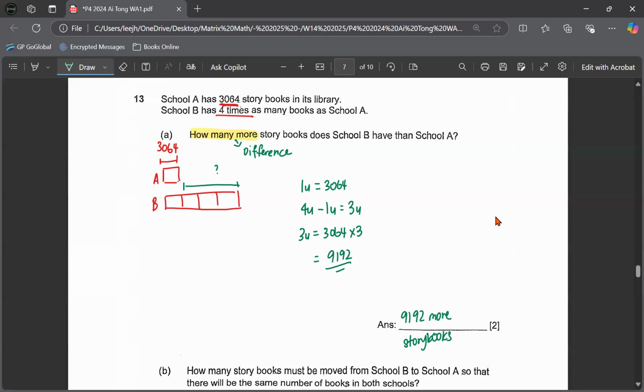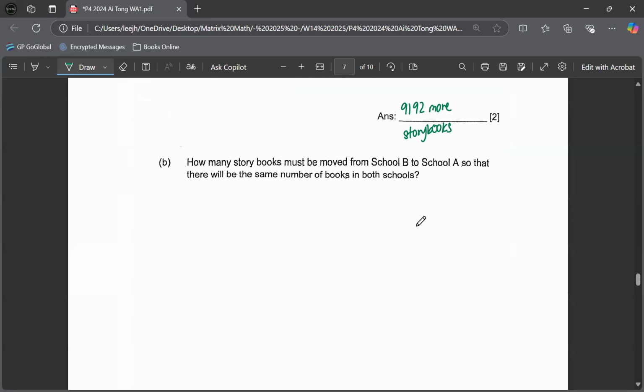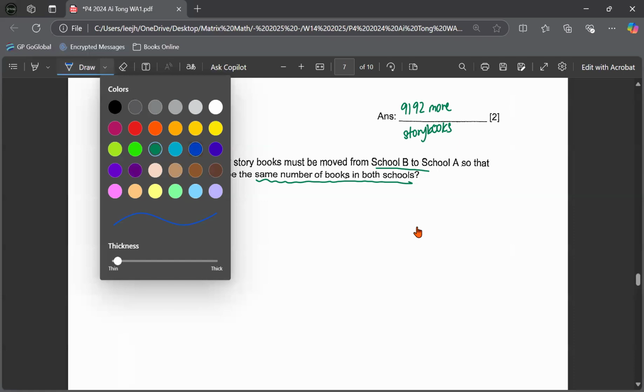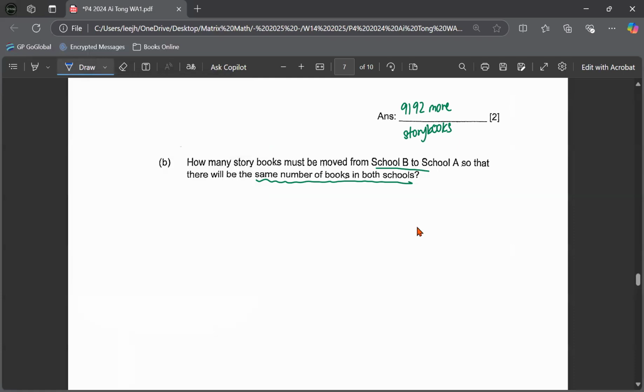Okay. Now let's look at B. How many storybooks must be moved from B to A so that there will be the same number of books in both schools? So that means we are working with the given difference. We already found the difference, which is 9192. So I'm not going to draw units now. I'm just going to draw a difference of 9192 between A and B. So A is a little bit less. B is 9192 more, right? That's what we have found in A. So this is 9192 more.